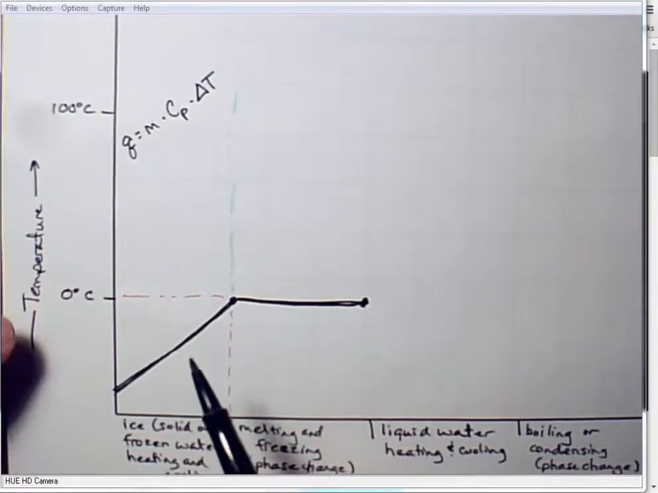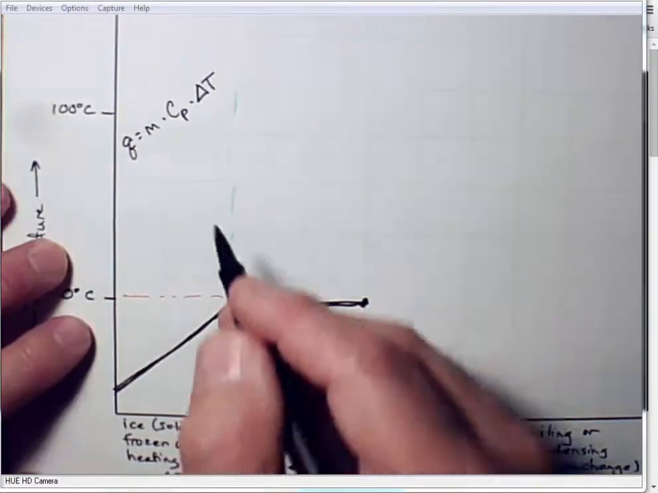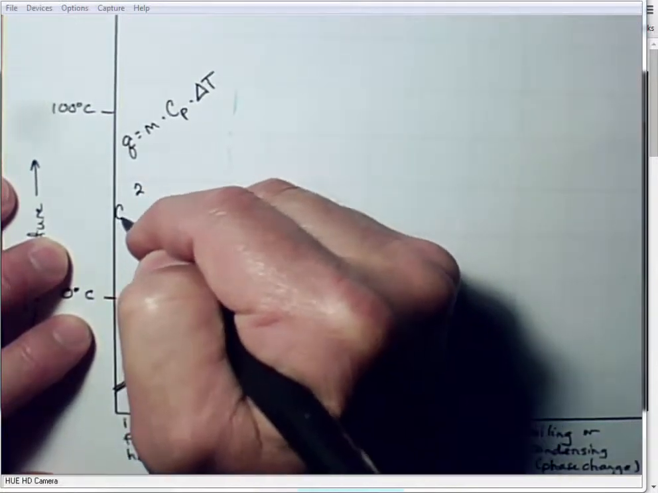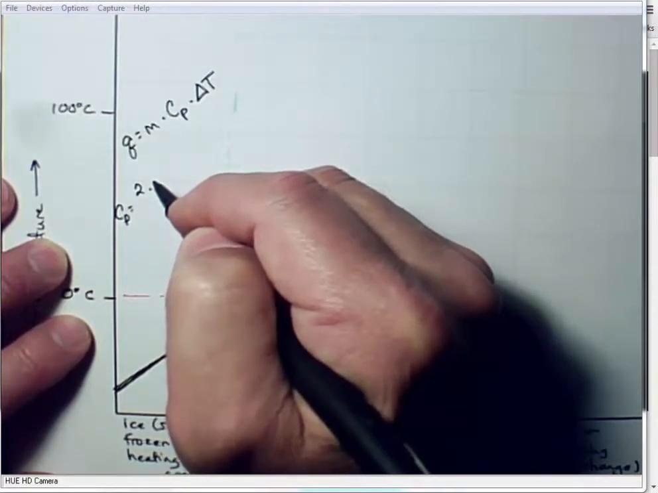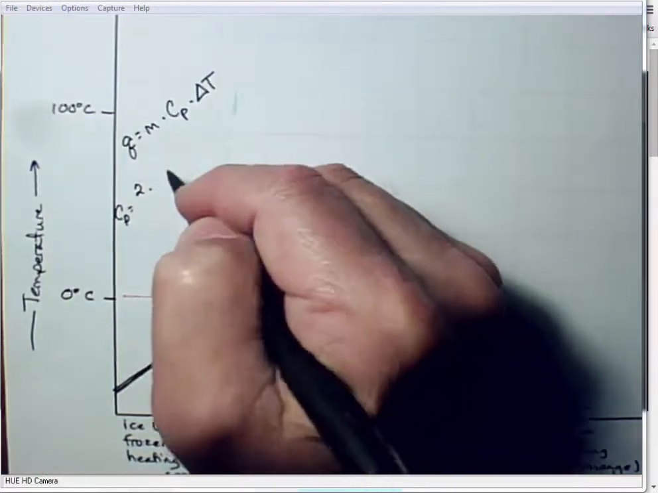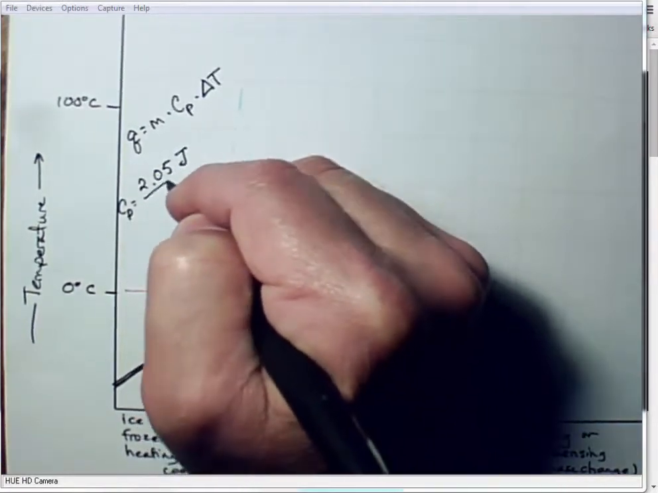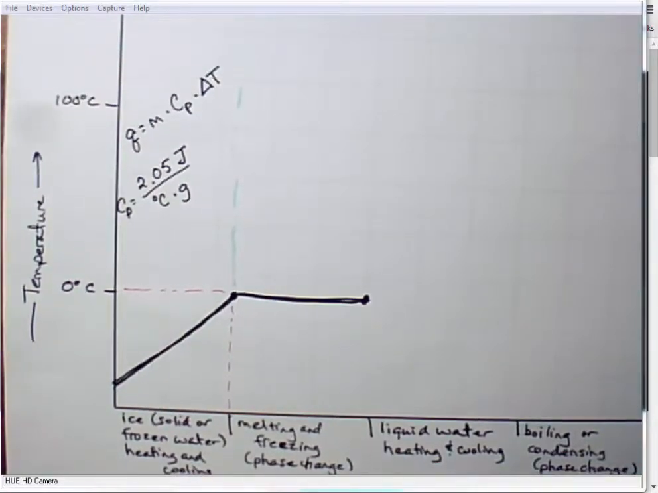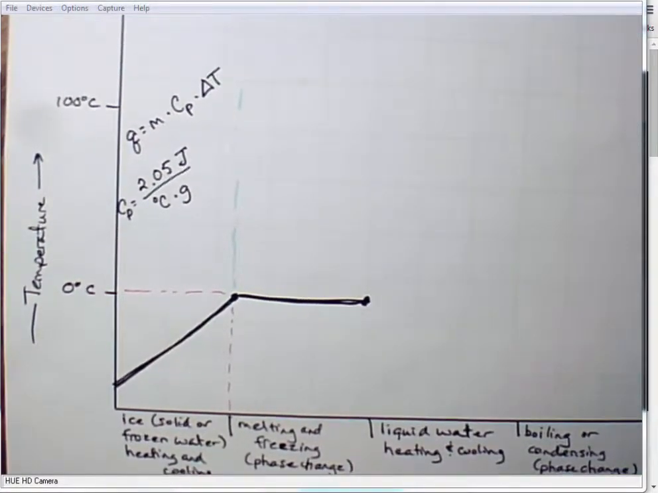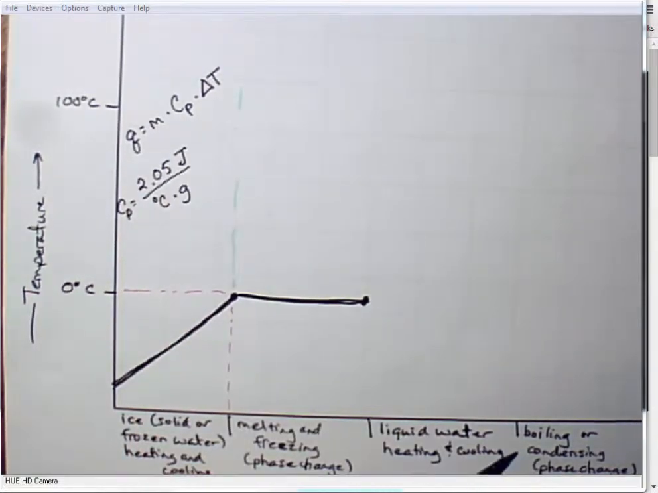Now, the specific heat of ice, or the heat capacity of ice, is, let's make that CP equals 2.05 joules per degree C per gram. Okay? So this value plugs in right there. Okay?